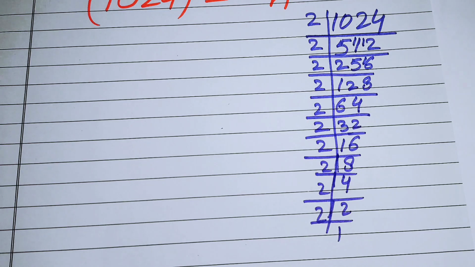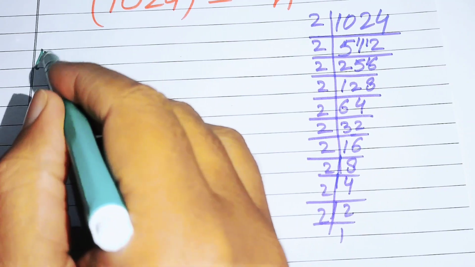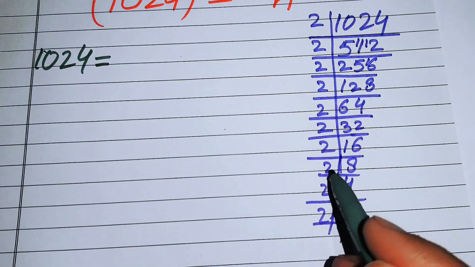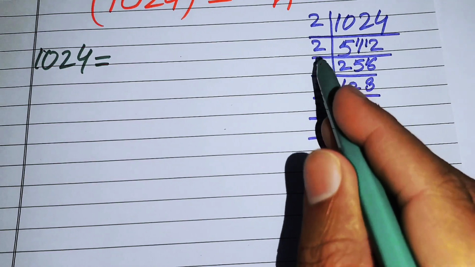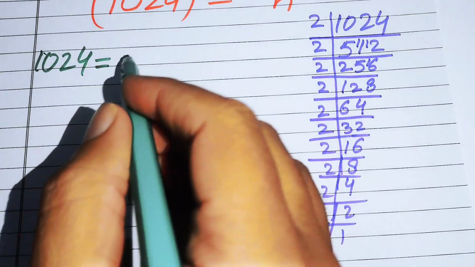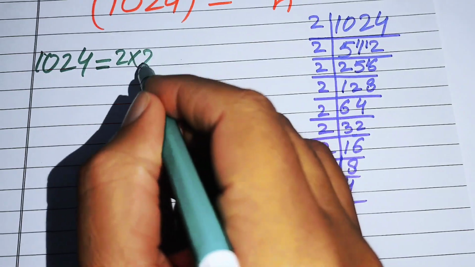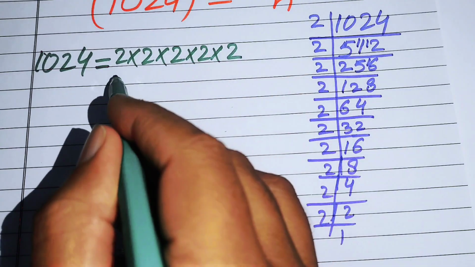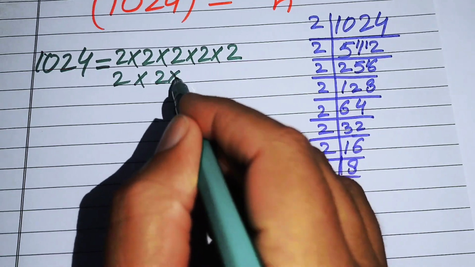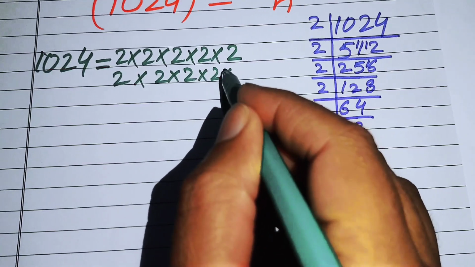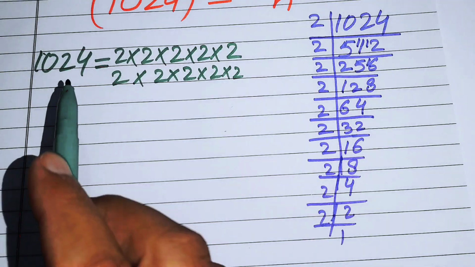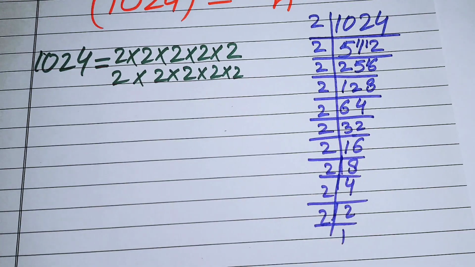So here I can write the prime factors of 1024 as 10 times of 2, counting 1 2 3 4 5 6 7 8 9 10. I can write it as 2 times 2 times 2 times 2 times 2, and 2 times 2 times 2 times 2 times 2. So 1024 equals 2 to the power of 10.